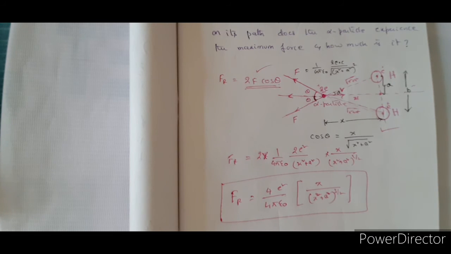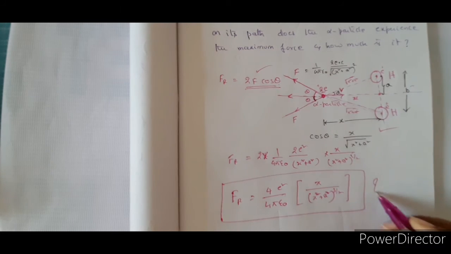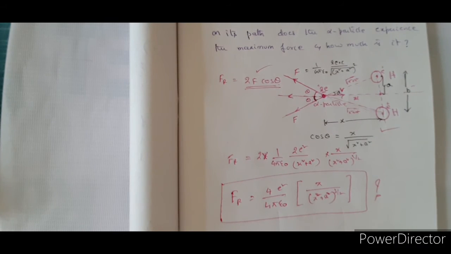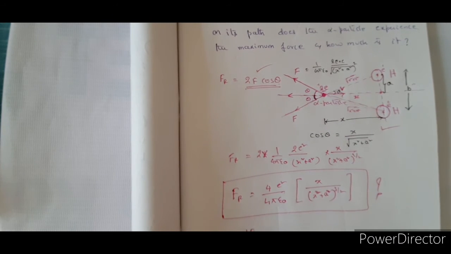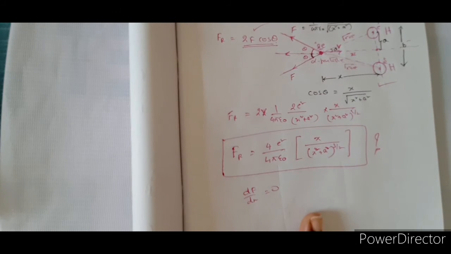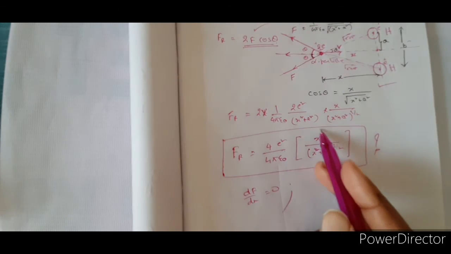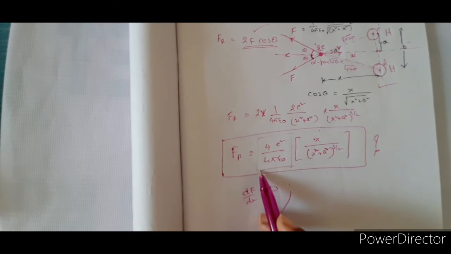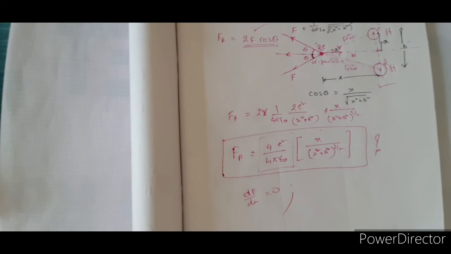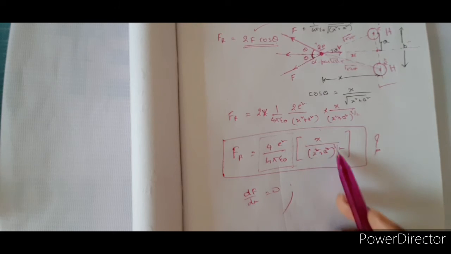Now what is the problem? He is asking where this force will be maximum. Where will this force be maximum? You know that for maximum, dF by dx is equal to 0. So therefore we need to differentiate this one. I am not talking about this constant part, because it will anyhow come out of the differential. And now this is what we are left with.